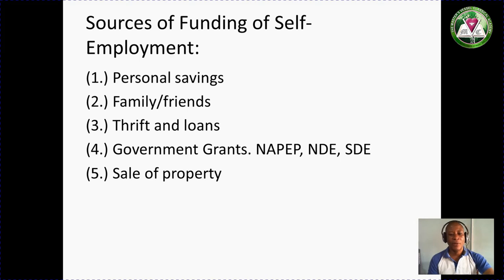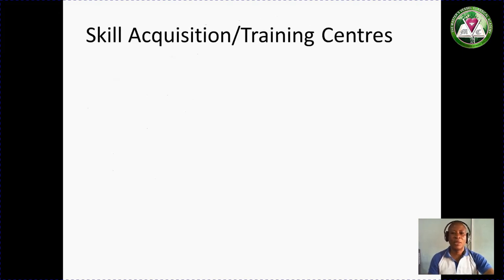Now, having said that, let us look at the last source of funding for self-employment as we listed them out. That is sale of property. Sale of property means selling what we already own, what is vital to us, what we already have. We can sell off our old cars, our keke, and unbuilt lands to enable us generate money to start up a business. So this is another source of income for us to start up our self-employed business or project.